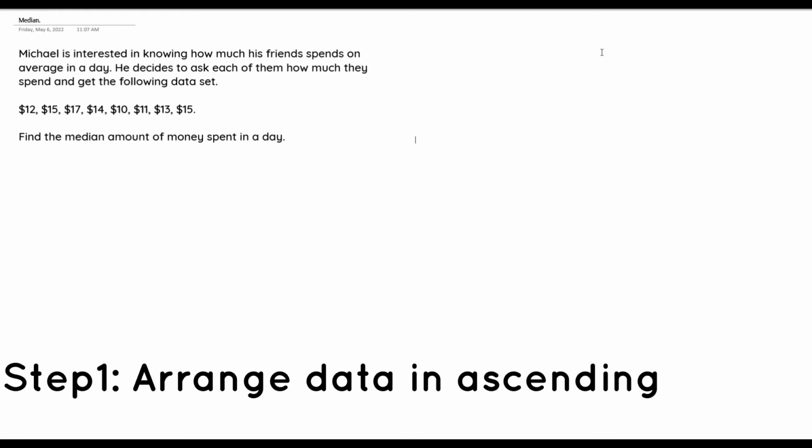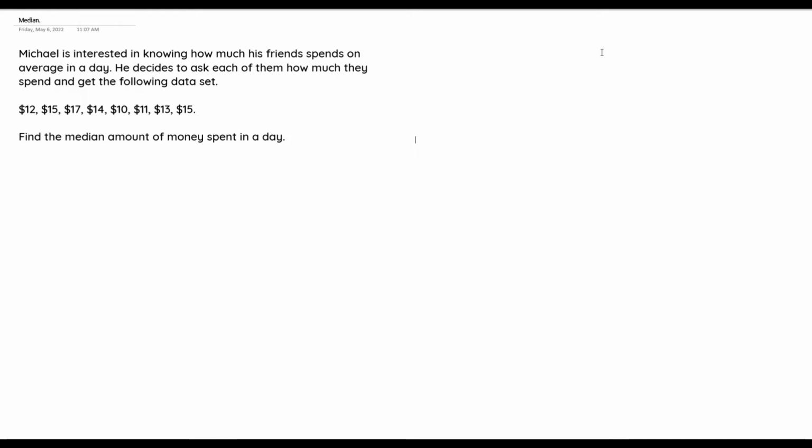Number one is to actually arrange our data in ascending order. By ascending order, I mean from the lowest to the highest. So we can see that we have $10 right here. We have $11 next. We have $12 next. We have $13. We also have $14. We have $15. $15 occurred twice. We also have $15 right here, and then we have $17. So this is our data set extracted out and written out in ascending order.